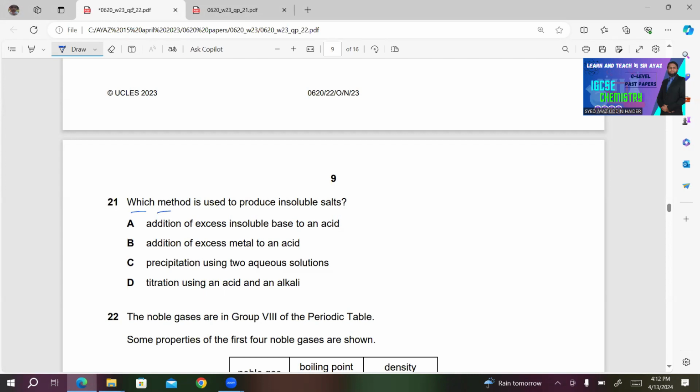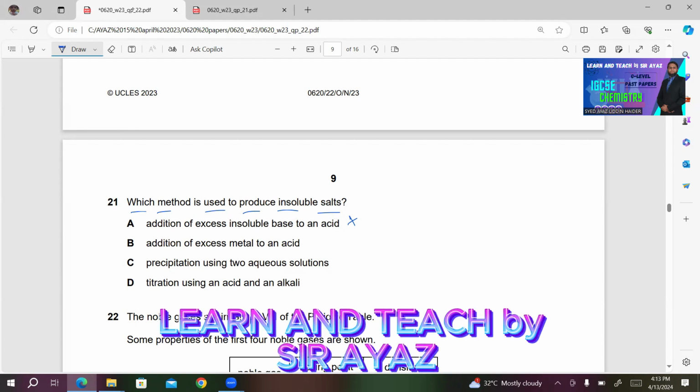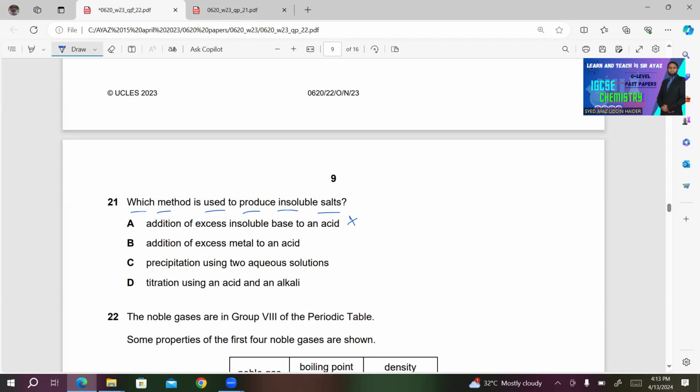Here's the question. Which method is used to produce insoluble salts? A. Addition of excess insoluble base to an acid. If you react excess of insoluble base to an acid, you will get the soluble salt. So this can't be the right choice. B. Addition of excess metal to an acid. This looks correct to me. Sorry, this is also incorrect.